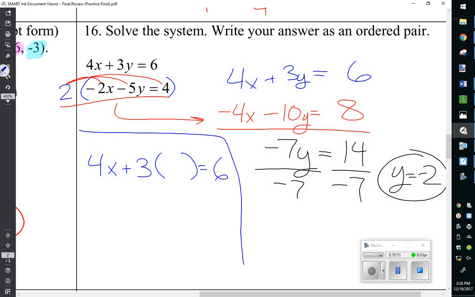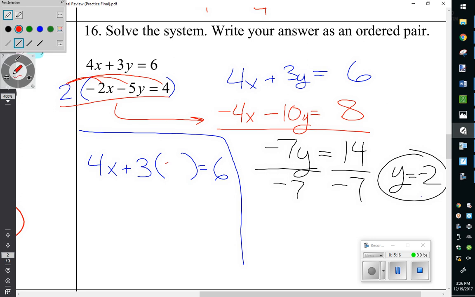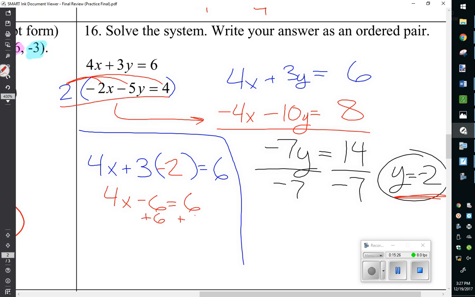So I'm going to plug 2 in for y. I'll try to color code that for you. Throw a 2 in right there. Sorry, a negative 2, because y is negative 2. So it's going to be 4x minus 6 equals 6. Add 6, add 6. 4x equals 12. Divide by 4, divide by 4.